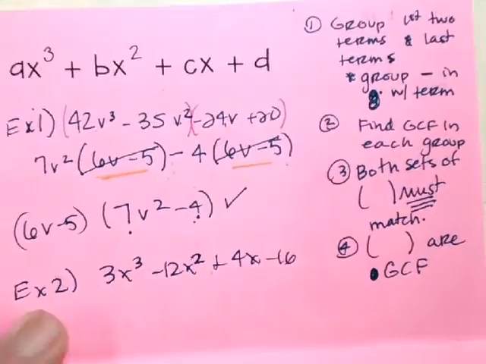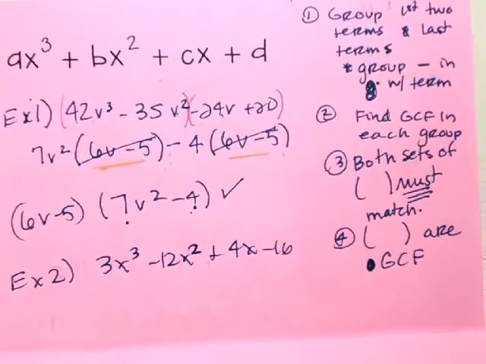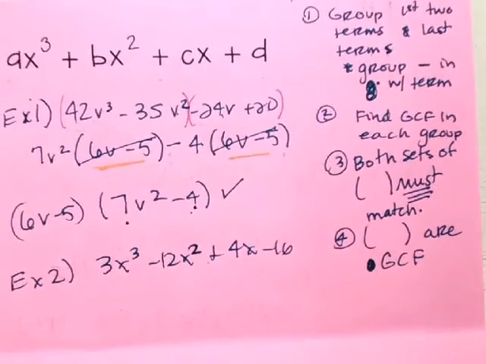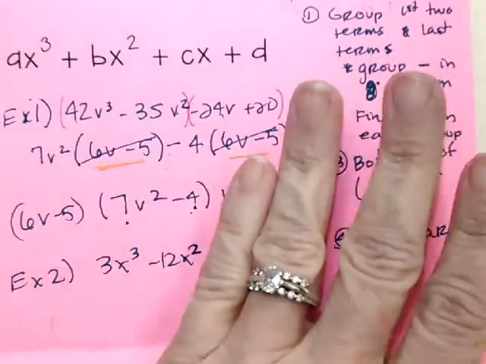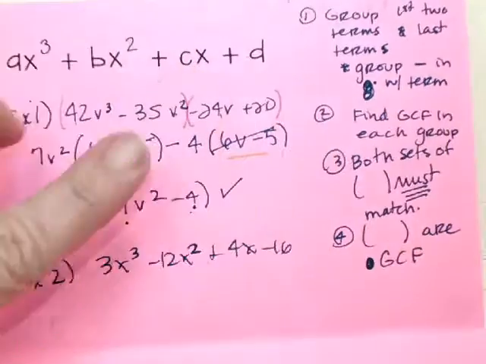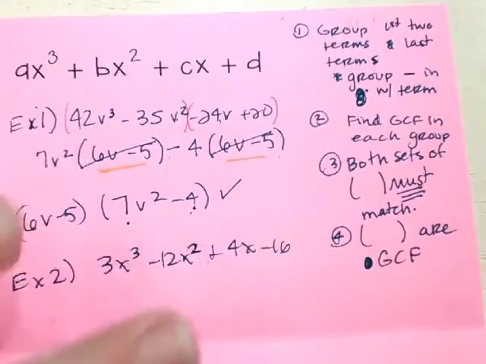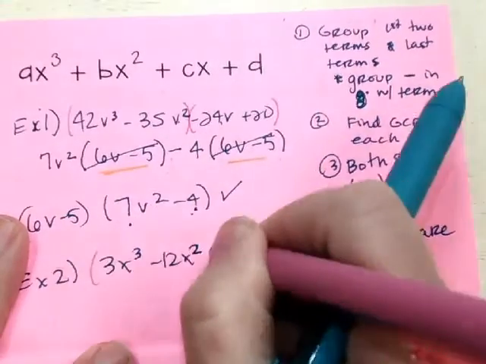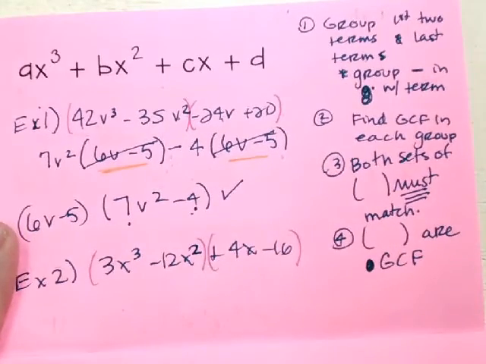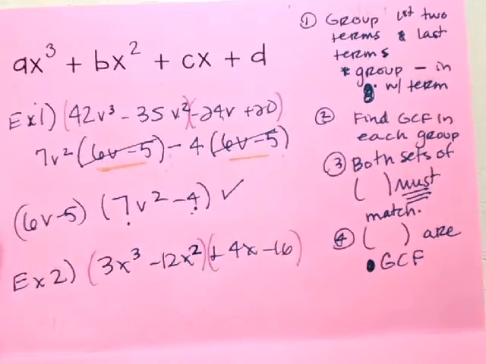So if I look at my terms, 3, negative 12, 4, and 16 have nothing in common as a group. And I can't take out any x's because this one has x cubed, x squared, x, and this one has none. So no greatest common factor. If I look, do I have a GCF here? Yep. Do I have a GCF here? Yep. So if I group them, now let's take the greatest common factor out of each group.